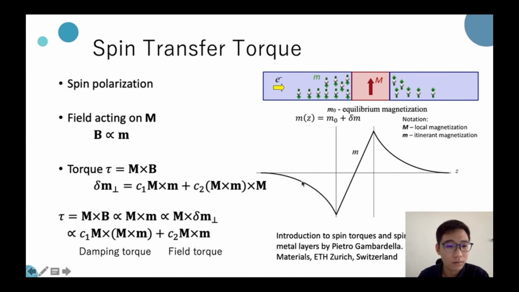For the damping torque, it means that, like this, if lowercase m is in this direction and the capital M is in this direction, the angular momentum is transferred to the local magnetization capital M. So the capital M will rotate by a specific angle.